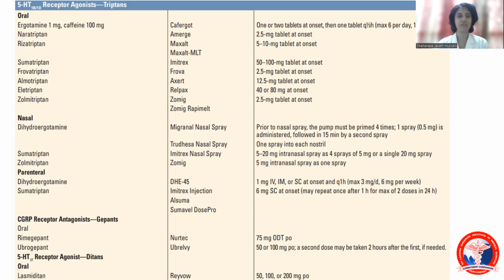There's another group of drugs known as 5-HT1F receptor agonists, known as ditans. There's just one oral drug under that, known as lasmiditan. And the thing is that, as opposed to triptans, lasmiditan can be given in patients with coronary artery disease as it does not lead to severe vasoconstriction and has very minimal side effects.